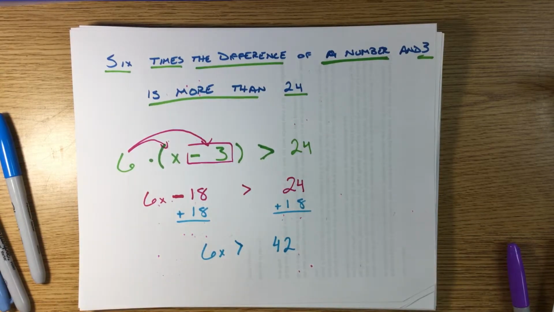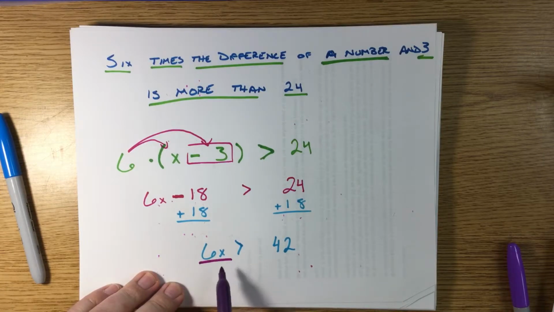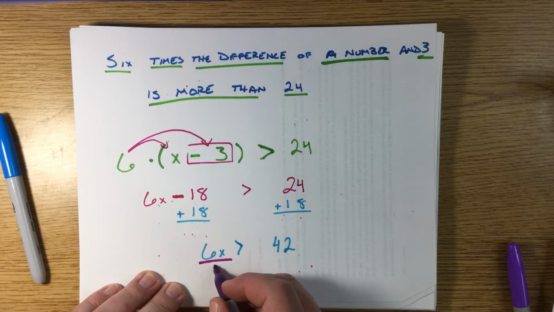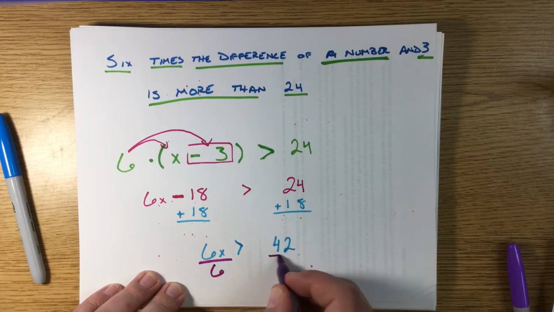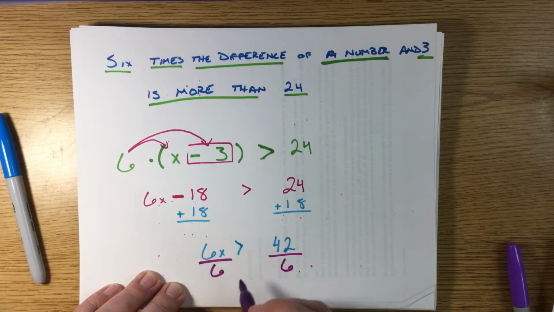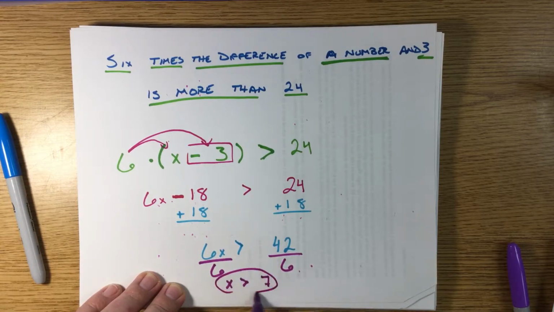Last but not least, my final inverse operation is going to be division, because multiplication is going on here. 6 times x, the inverse of multiplying by 6 is dividing by 6. And I have x is greater than. Remember, I don't switch my sign because I'm dividing by a positive, not a negative. If it were a negative, I would switch my sign. X is greater than 42 divided by 6. There's a flashcard problem. X is greater than 7.